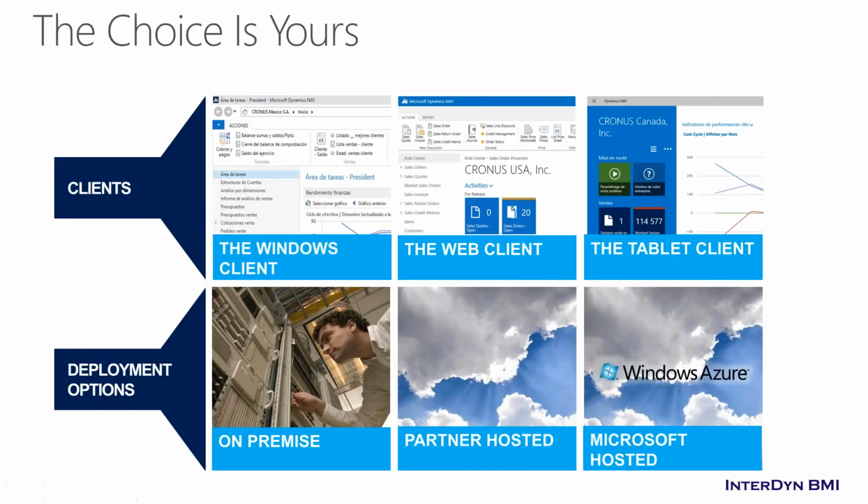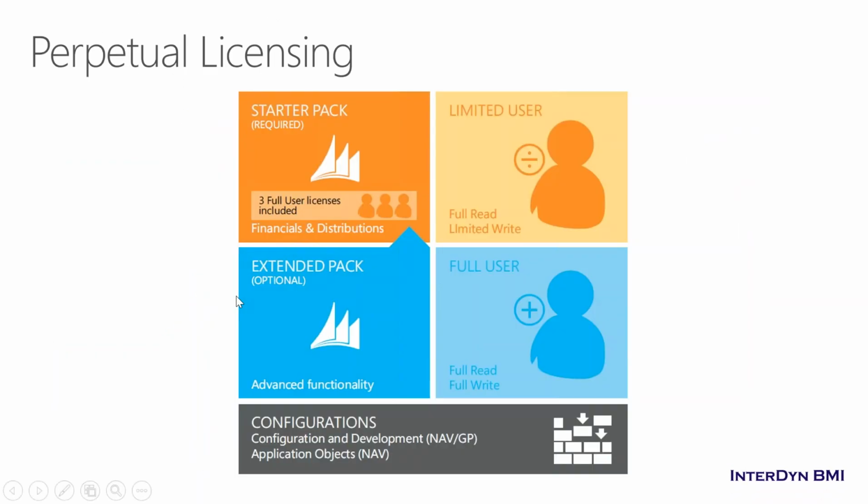So as you can see over here, you have all the choices in the world when it comes to what type of client you're going to use, what type of deployment option you're going to use. You're not restricted to use one or a particular combination. Let's briefly talk about licensing, and from there we're going to move on to why InterDyn BMI.